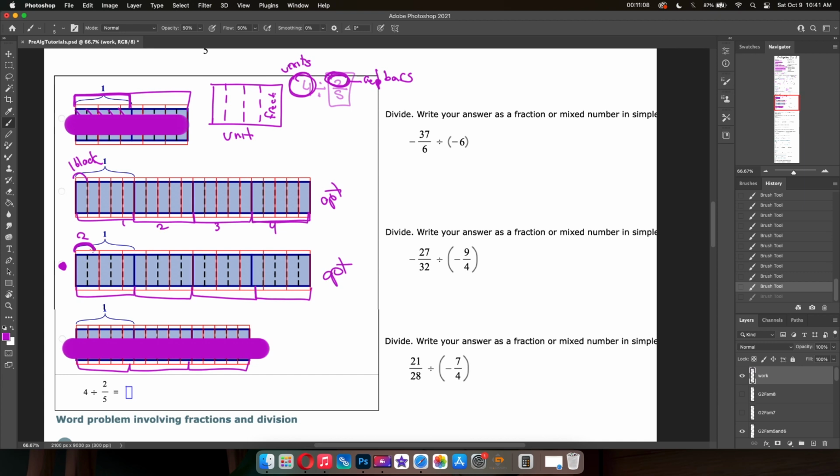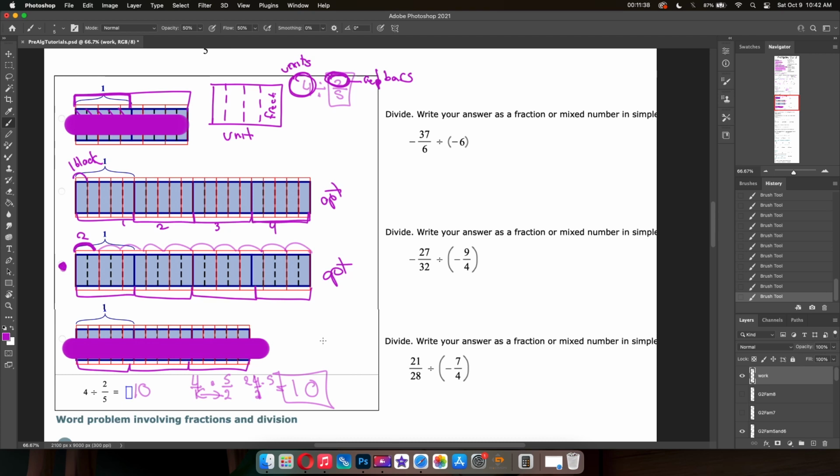So we have 1, 2, 3, 4, 5, 6, 7, 8, 9, 10 boxes. So our final answer is going to be 10. And we can check that because we're going to keep, we're going to change, we're going to flip. We have a little bait and switch that we can do. So 4/2, which simplifies to 2 × 5 = 10. And that confirms the fact that this ended up being the correct answer.